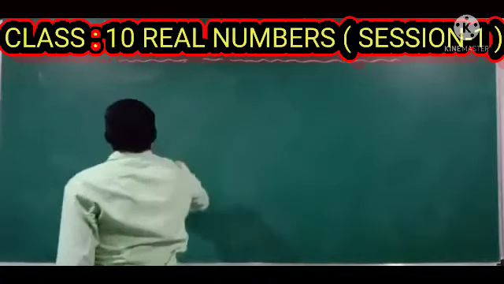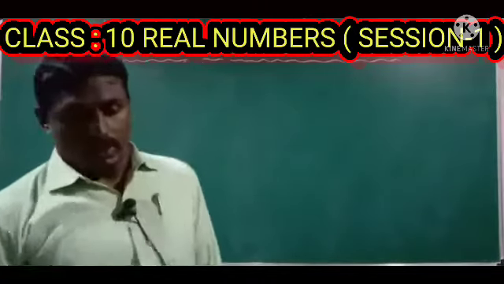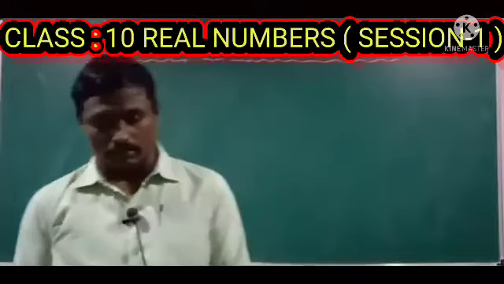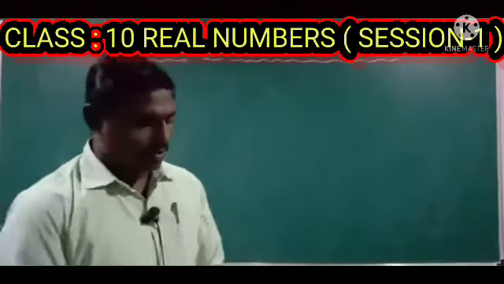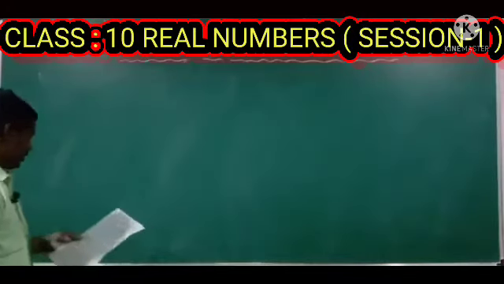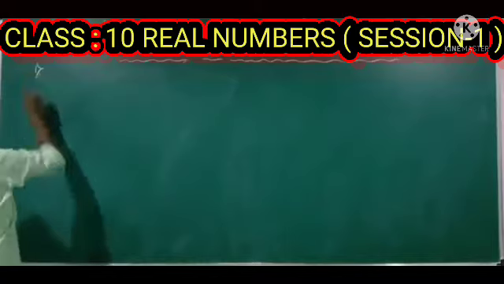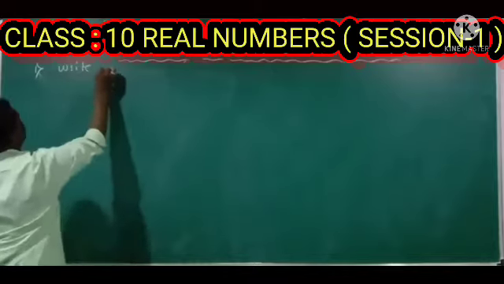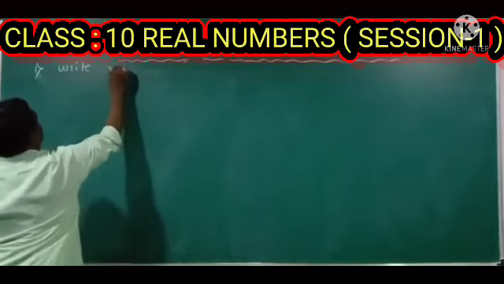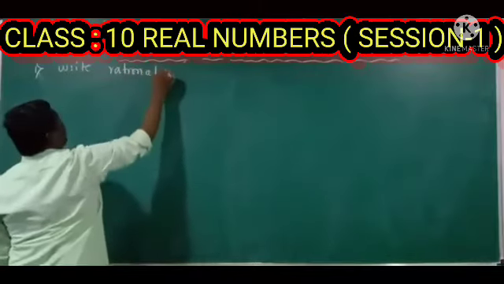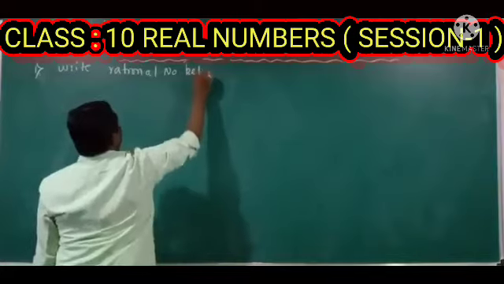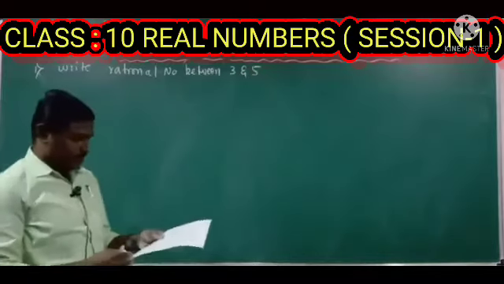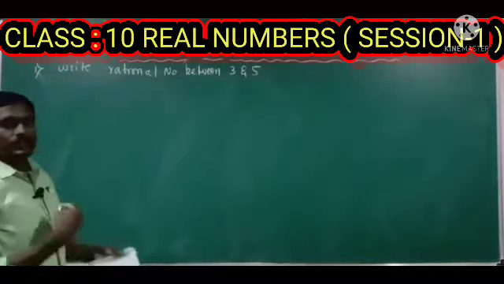Now we move to the next concept: writing rational numbers between any two rational numbers. First one, write the rational numbers between 3 and 5. This is the first type of question.